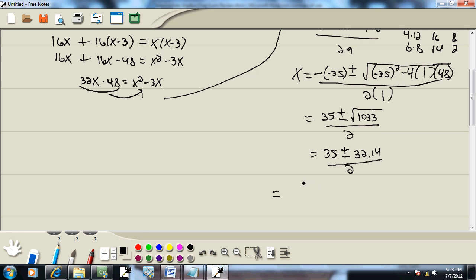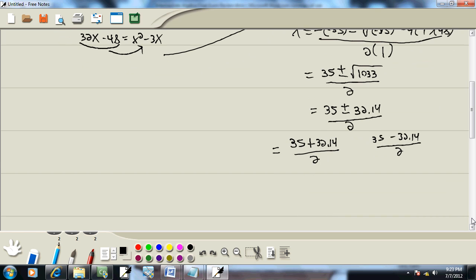Now the plus or minus means we got 35 plus 32.14 over 2, and we got 35 minus 32.14 over 2. 35 plus 32.14 divided by 2 tells us 33.57. And the other one, 35 minus 32.14 divided by 2 gives us 1.43.